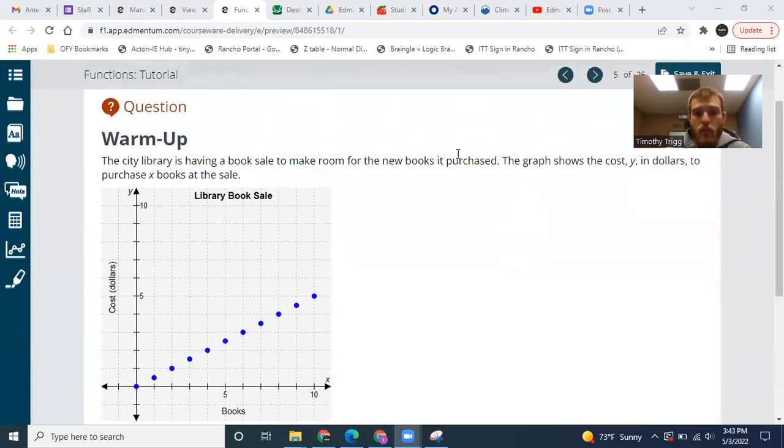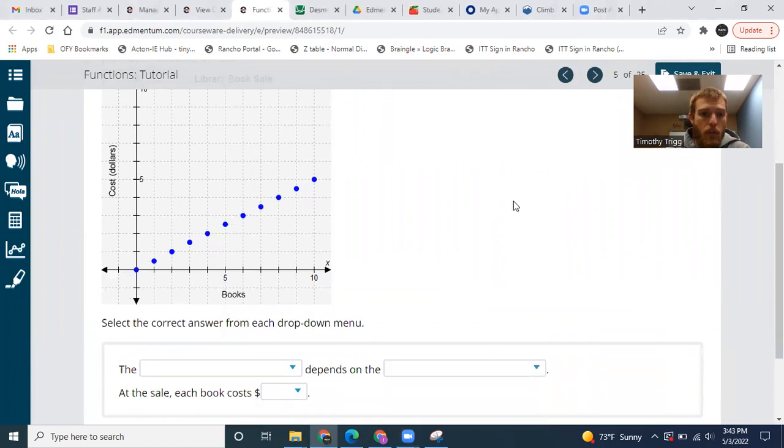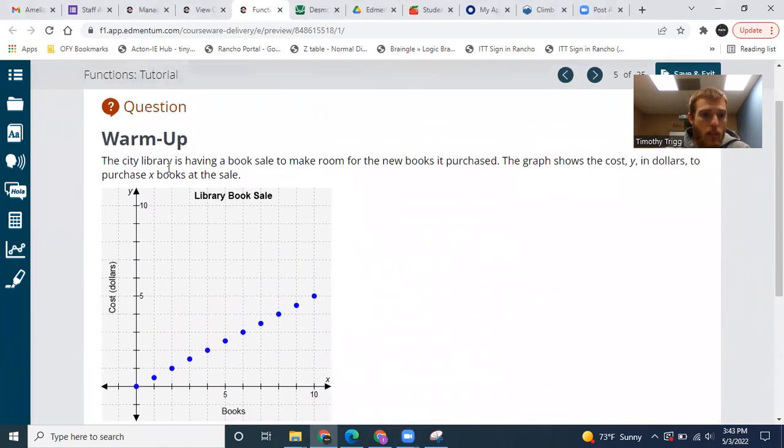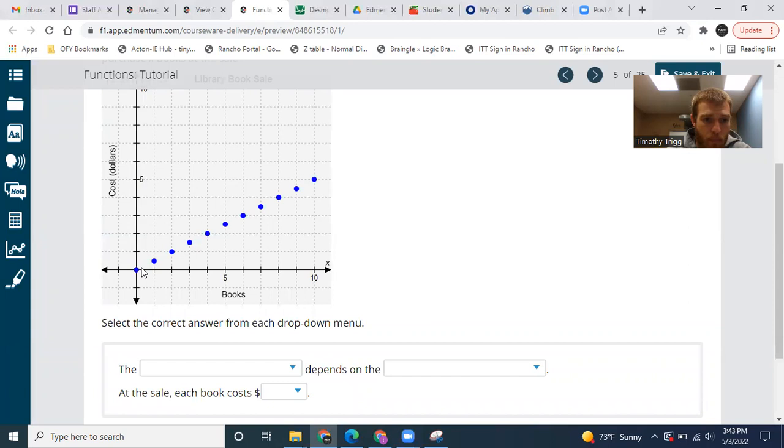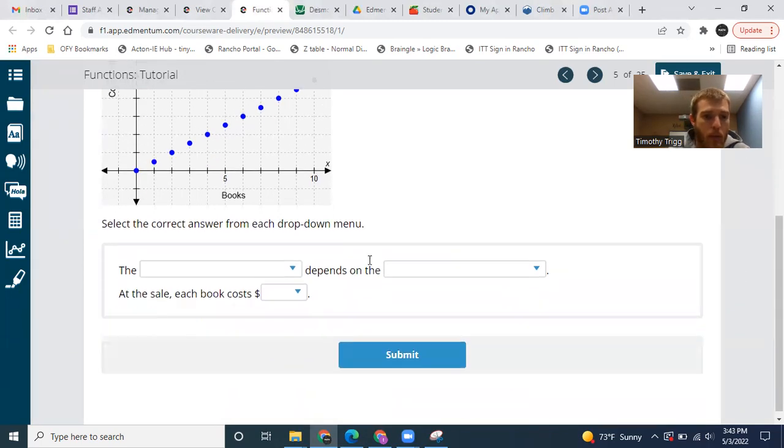I'm on page 5 of the tutorial, and you can see here we're going to look at this question. The city library is having a book sale to make room for new books at purchase. The graph shows the cost Y in dollars to purchase X books at the sale. So from this graph, if someone were to buy 5 books, it would cost $2.50, right? So it looks to be about 50 cents per book. They buy 2 books, it costs $1. Okay, 50 cents a book.